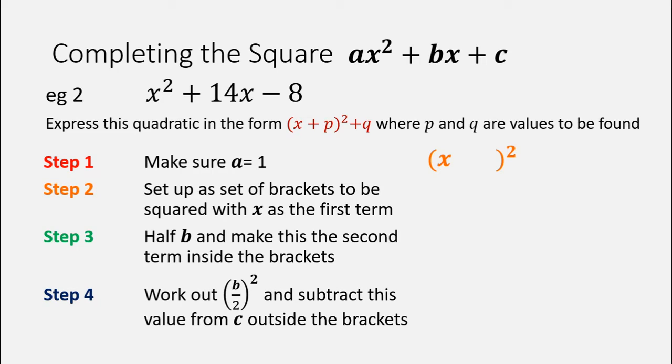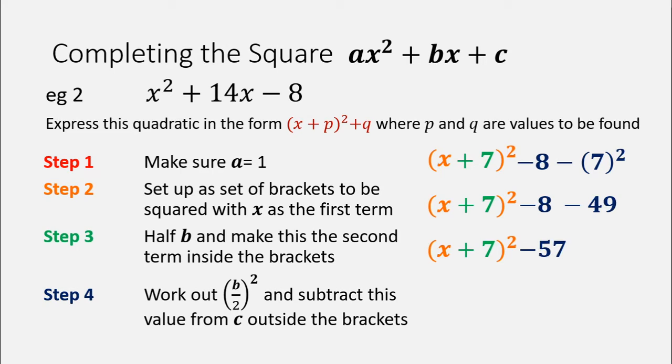Got my brackets with x in it. Half of b was 14 divided by 2, 7. And I am going to put this c, which is the negative 8, outside and subtract b over 2 squared from it. So 7 squared from it. Right, simplifying that, 7 squared is 49, so that's going to be x plus 7 squared, minus 8 minus 49, which is going to be x plus 7 squared minus 57. That's my completed square. I am done.